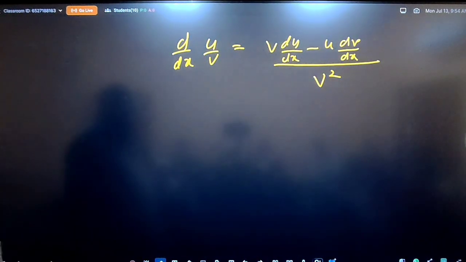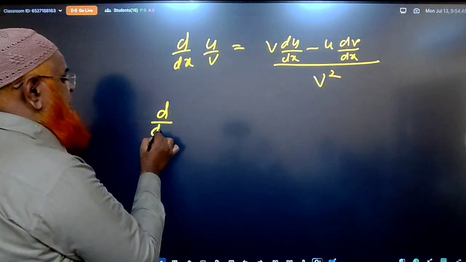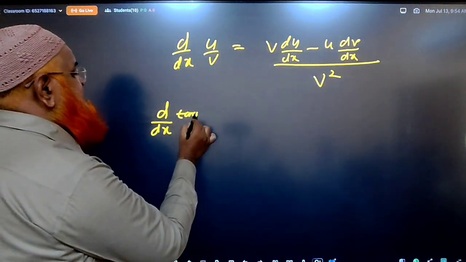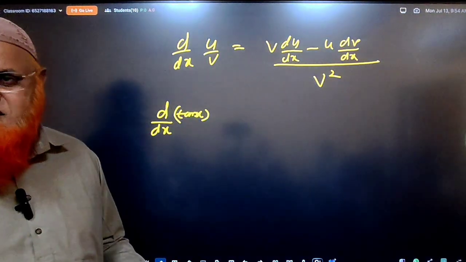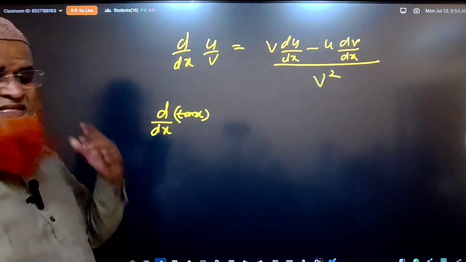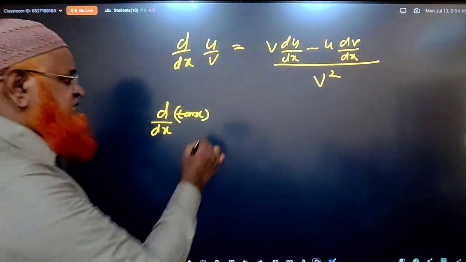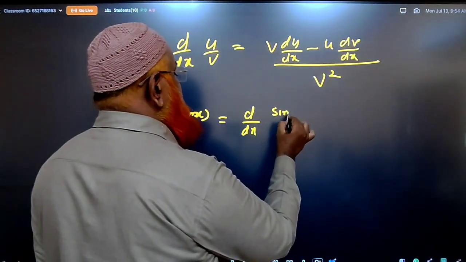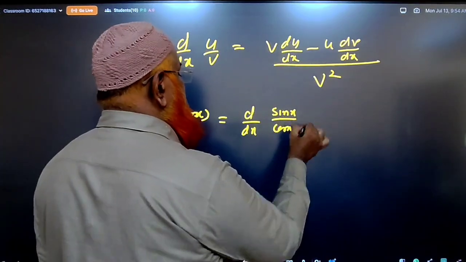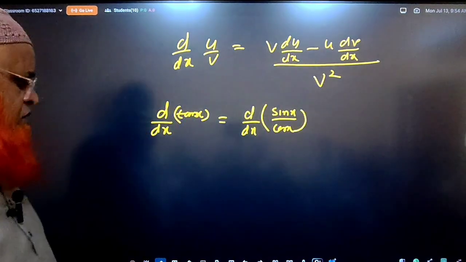So this formula can be used for trigonometry also. So what is now d by dx of tan x? We know d by dx of sin x, we know d by dx of cos x, but what is d by dx of tan x? See, d by dx of tan x can be taken as sin x by cos x here, okay?